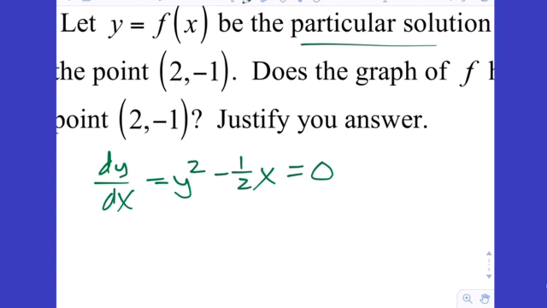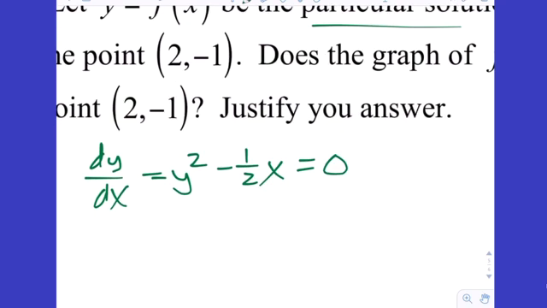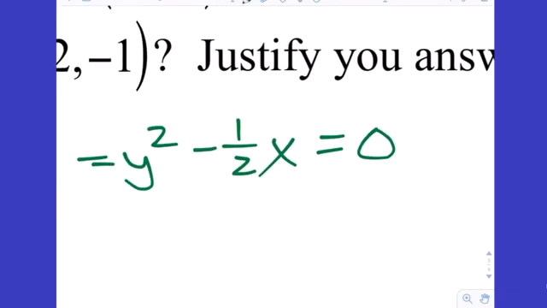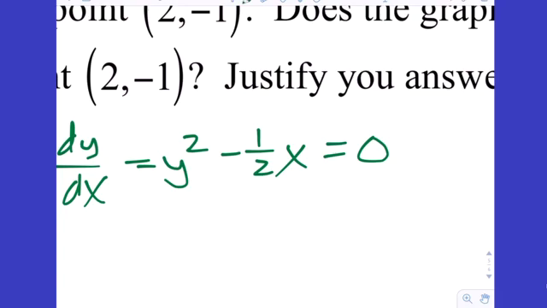Now, you will get a check for simply setting it equal to 0, so don't not set it equal to 0. And you can get that by either setting the expression y squared minus 1/2 x equal to 0, or by saying dy/dx equals 0, either way. But of course, we want to set the expression equal to 0 because then we have something to shoot for. How am I going to solve an equation that is equal to 0, but it's got two variables in it?